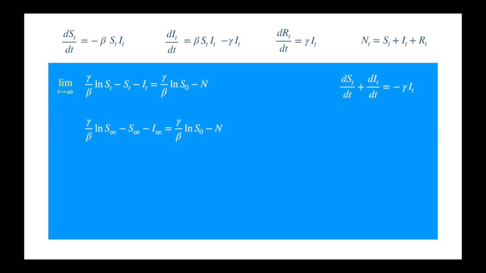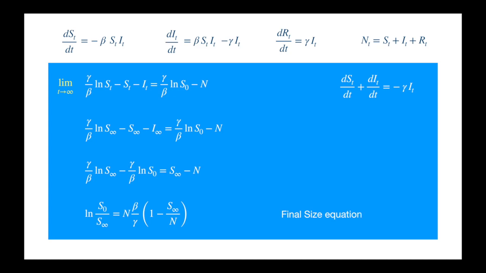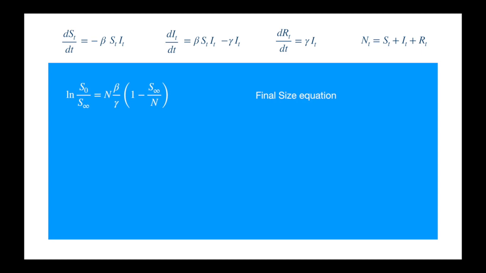So we can set I infinity to 0 and shift the terms, which we can rearrange to get the so-called final size equation. So it gives the relationship between the initial population and the final population of the susceptibles. This S0 divided by S infinity is expressed in terms of the two terms on the right hand side, the first of which is the reproduction number and the second is the attack ratio, because it just represents the proportion of the population that will get infected at some point.